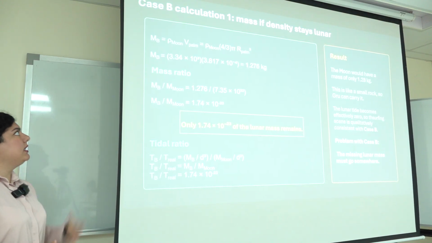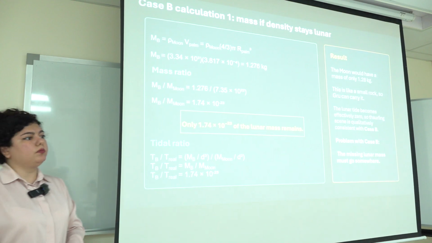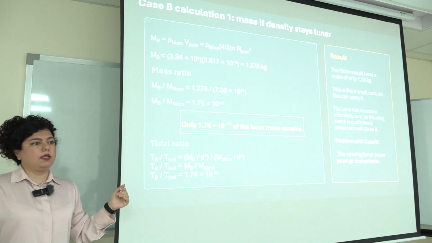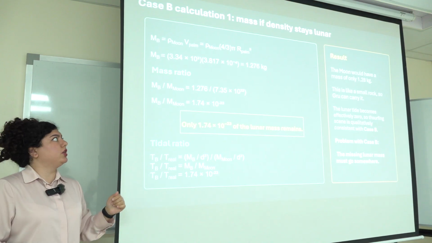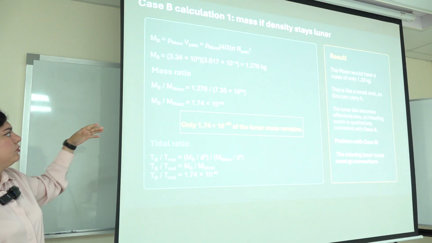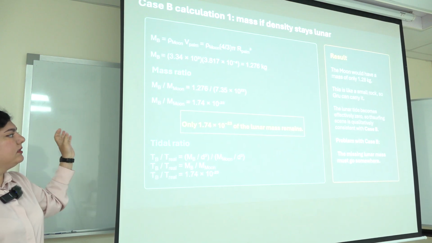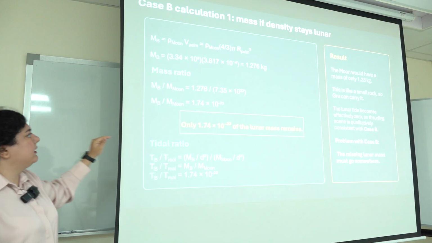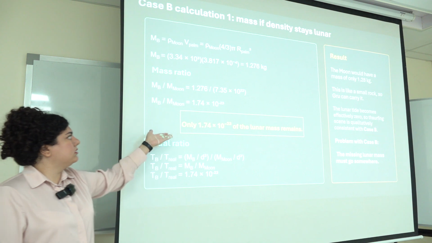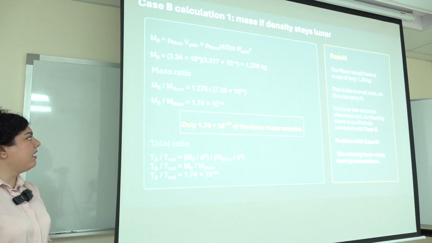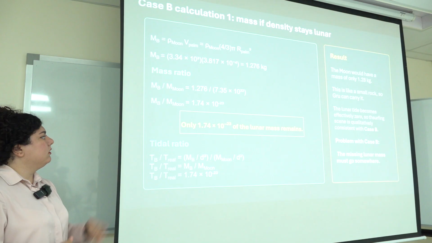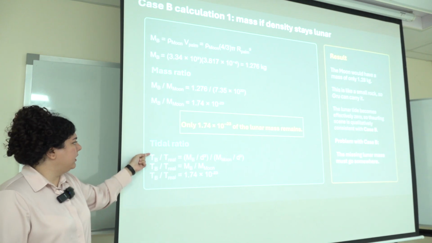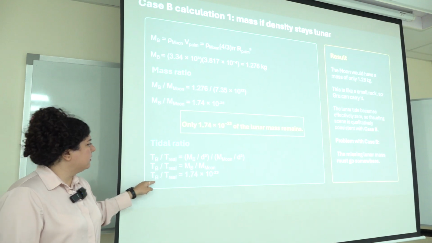And what about case B? In case B, we assume that the density is going to be the same, but the mass is going to be changed. If we want to see how much mass the moon should release to have that size, we can see that it practically loses all of the mass that it has, and when we compare the tidal effects, they disappear.